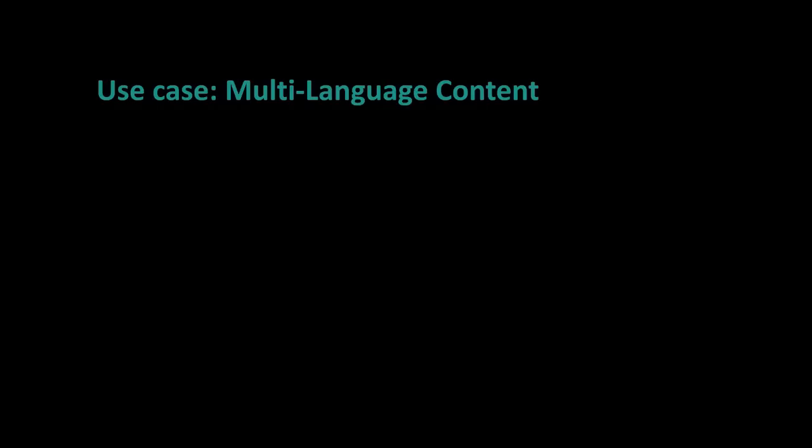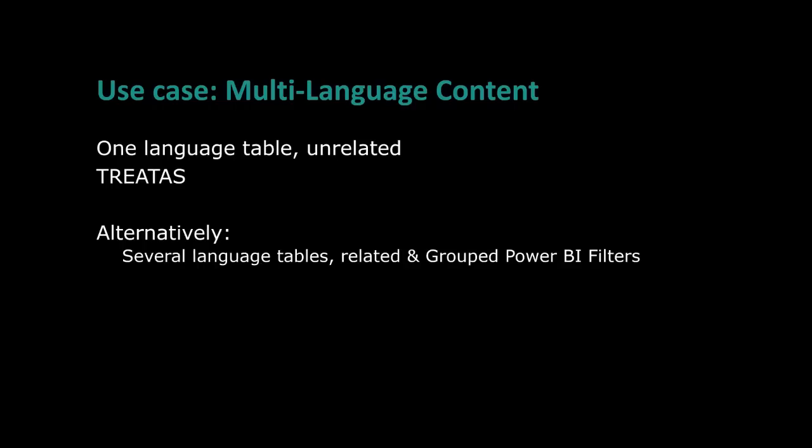So let's see about the second use case I brought. And second and last thing I will show you is the multi-language thing. So the solution for that is having one language table, having a choice of the languages for the end users. And this table is unrelated. And then again, make use of treat as, or we could use use relationship if we have an inactive relationship. And there's plenty of variations about it. I will just show you one solution for the multi-language thing.